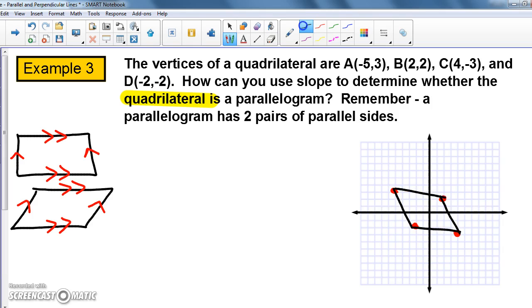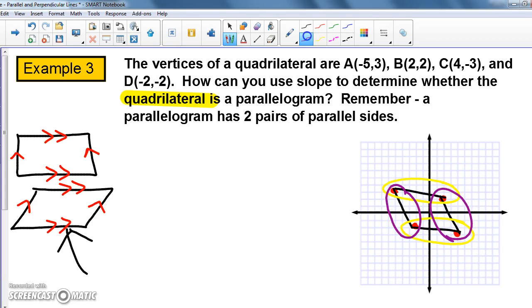The question is, is it a parallelogram? So maybe it kind of looks like this one, but we're not really sure because we have to do this mathematically. Well, the way that we're going to test this, we're going to find the slope of this and the slope of this and see if they're parallel. If they are, we'll move on to these two, this one and this one. So if the yellows are parallel and the pinks are parallel, this is a parallelogram. If not, it's just a quadrilateral, which means it still has 4 sides. It just doesn't have 2 pairs of parallel sides.